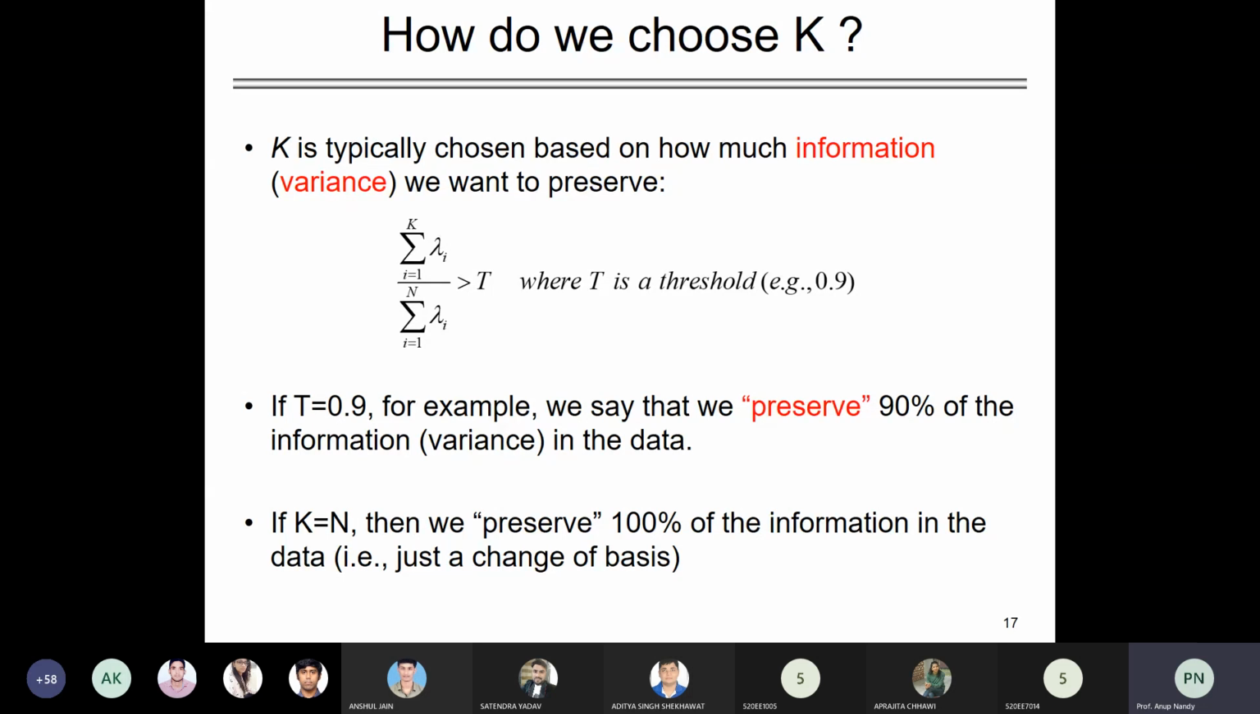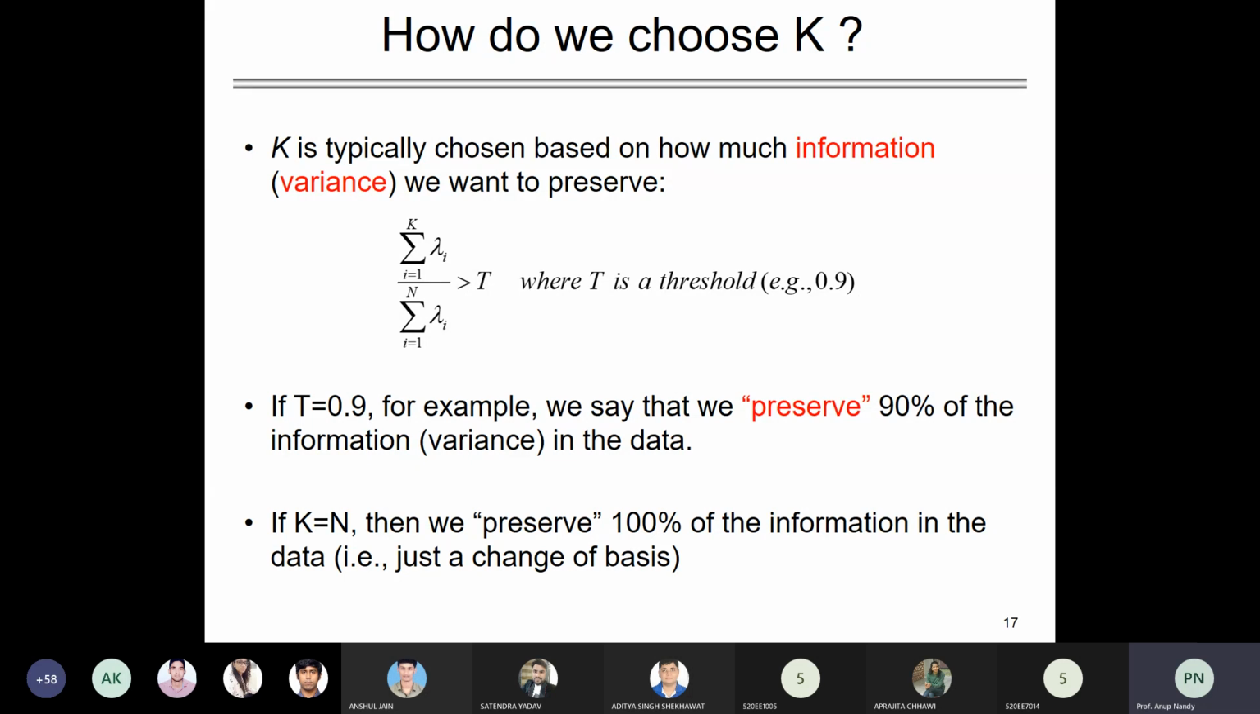The formula is the sum of lambda_i from i equal to 1 to K, divided by the sum of lambda_i from i equal to 1 to d, and if it is greater than T, where T is a threshold. We have chosen the threshold as 0.9. If T is equal to 0.9, for example, we say that we want to preserve 90% of the information in the data. It is up to you how much information you want to preserve. If you want to preserve 90% of the information, then you choose 0.9.